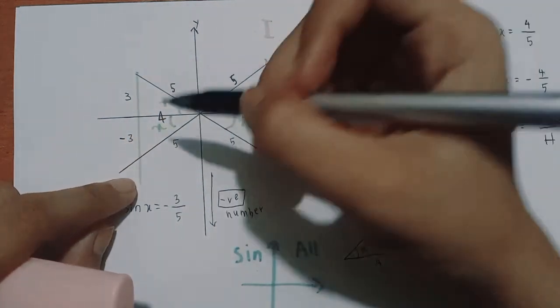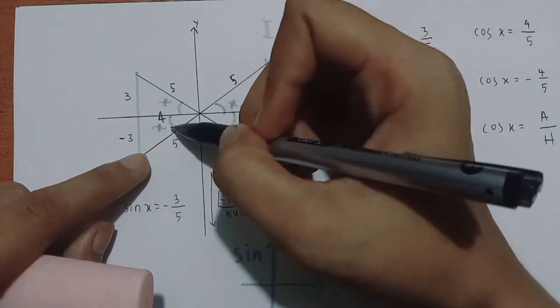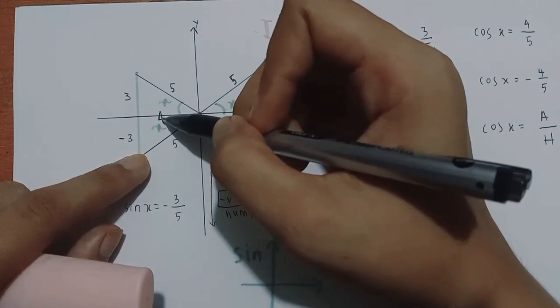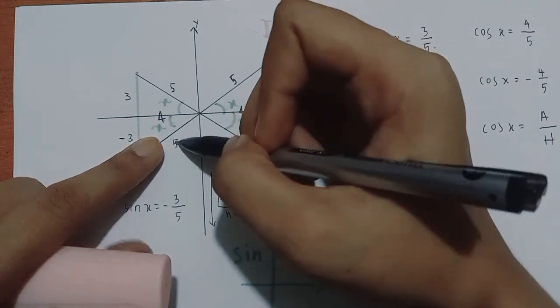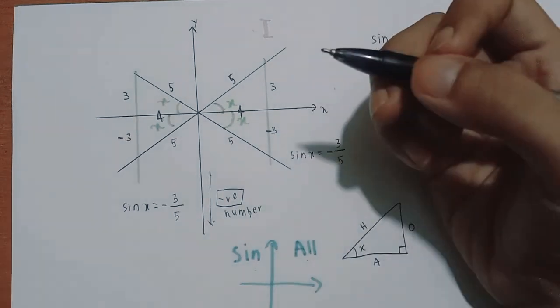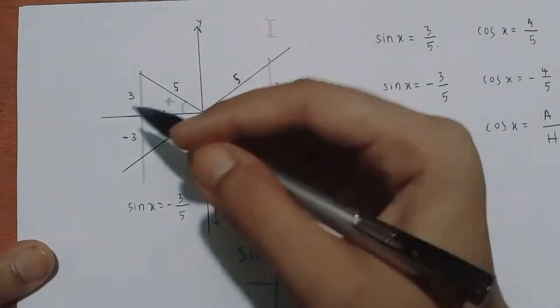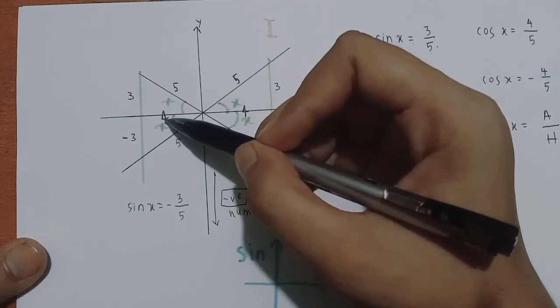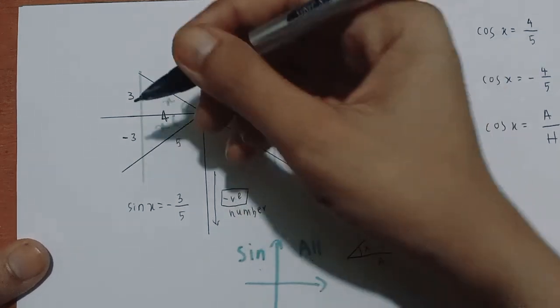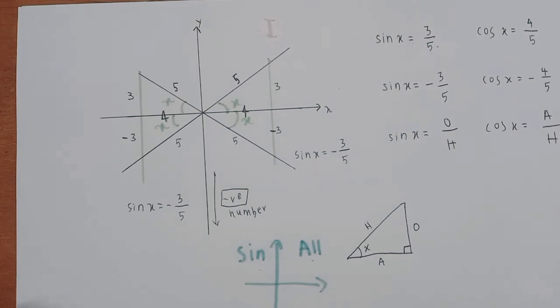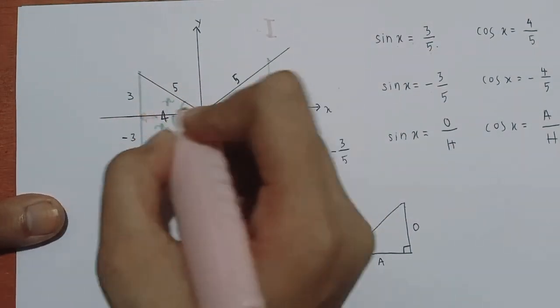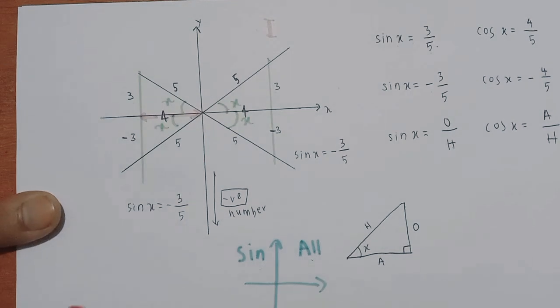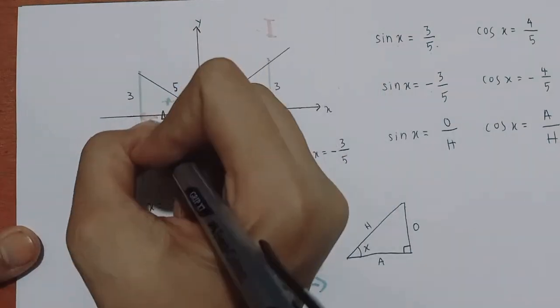Okay, and we look here. If we just put it, it will be adjacent and hypotenuse, 4 and 5, and here also 4 and 5. But let's look here. This will be negative 4, isn't it? Because it's the value of x from here to here, right? So the 4 here will be negative based on the Cartesian plane, right?